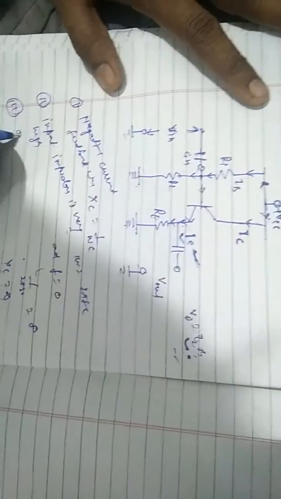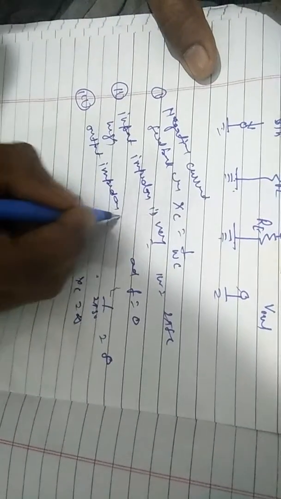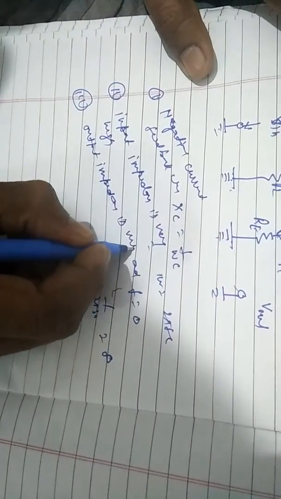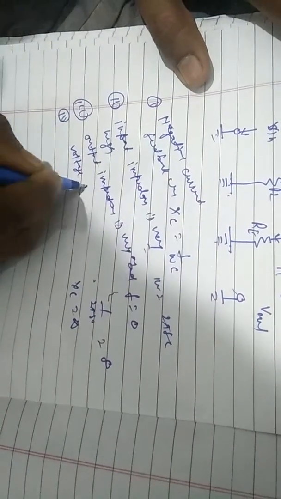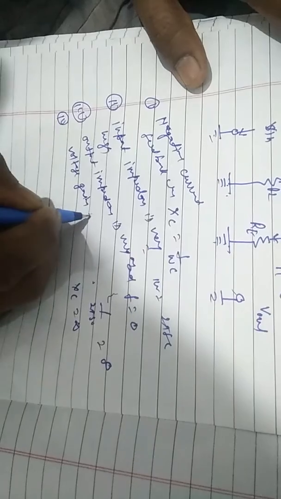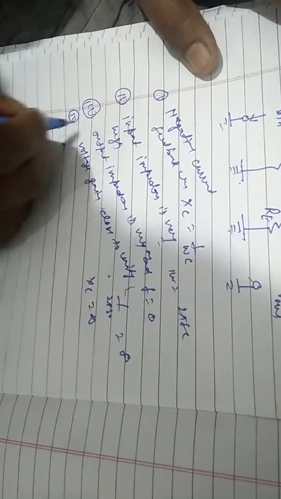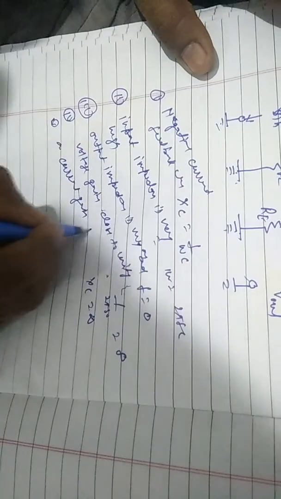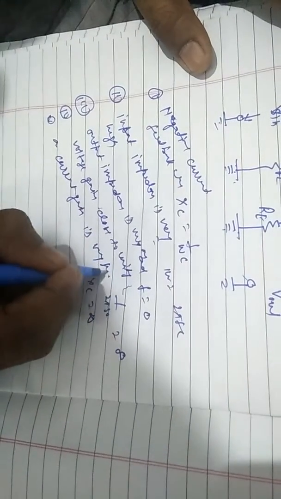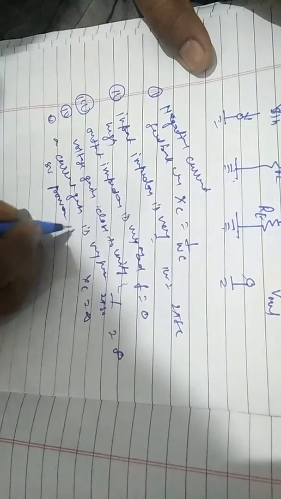Third, output impedance is very low. Fourth, voltage gain close to unity. And fifth, current gain is very high, so power gain will be also high.